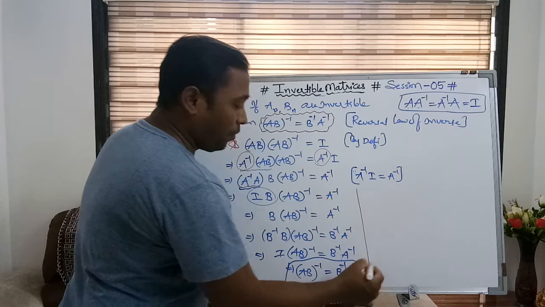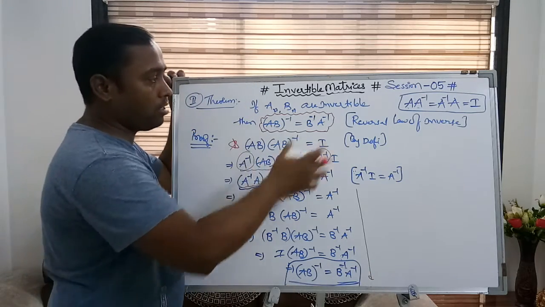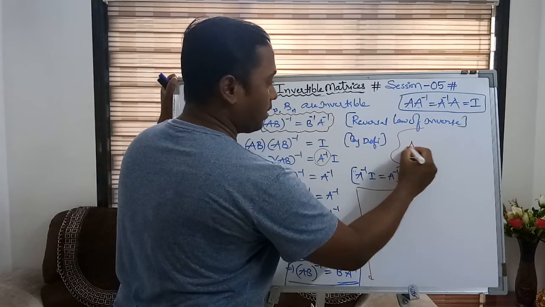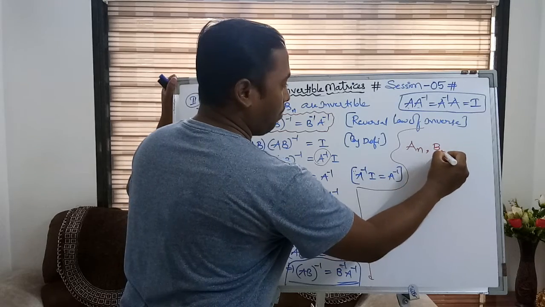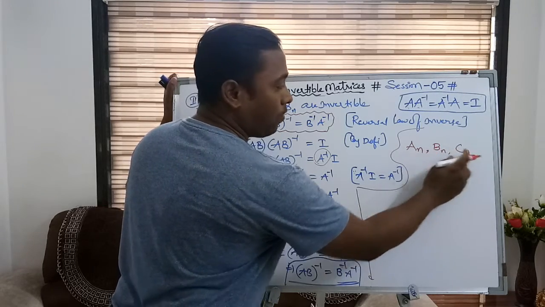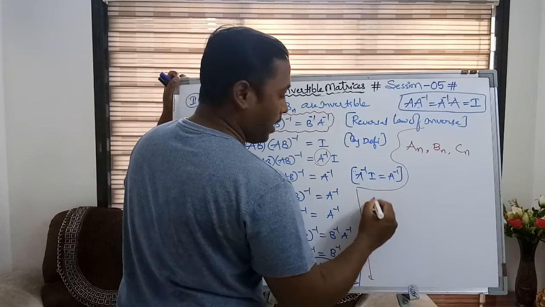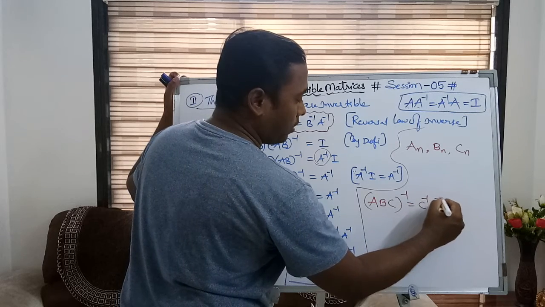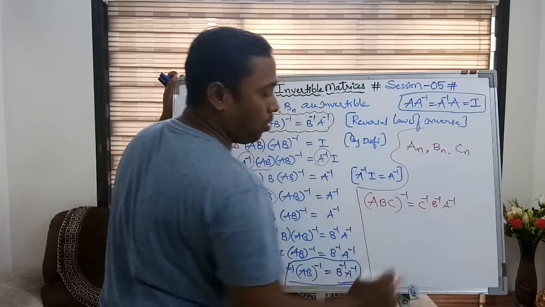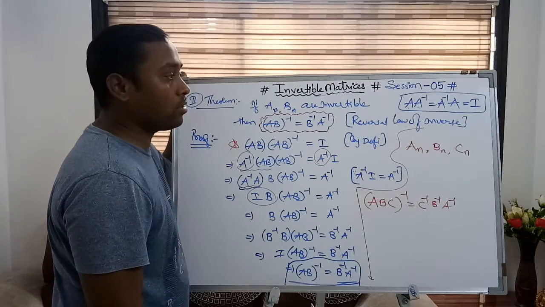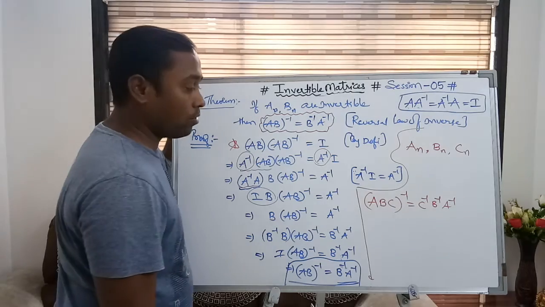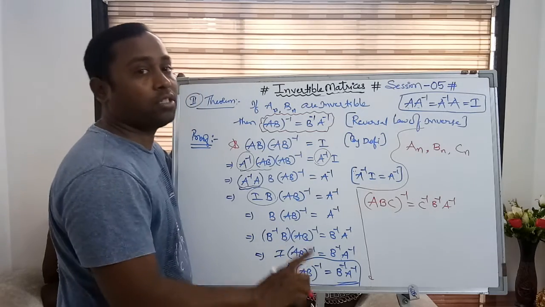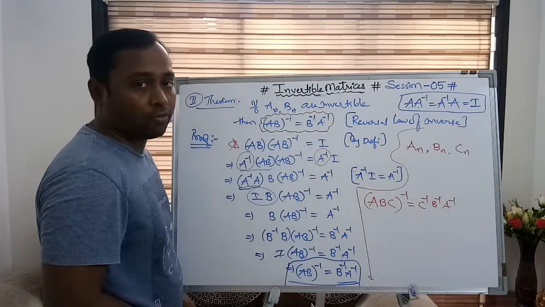Now if you observe this theorem, we can generalize it for n number of matrices. If there exist three square matrices A, B, C of the same order n, then you can say ABC whole inverse is equal to C inverse into B inverse into A inverse. This is the reversal law of the inverse matrix. You may apply it for n number of square matrices of order n which are invertible. The condition is that they are invertible individually.